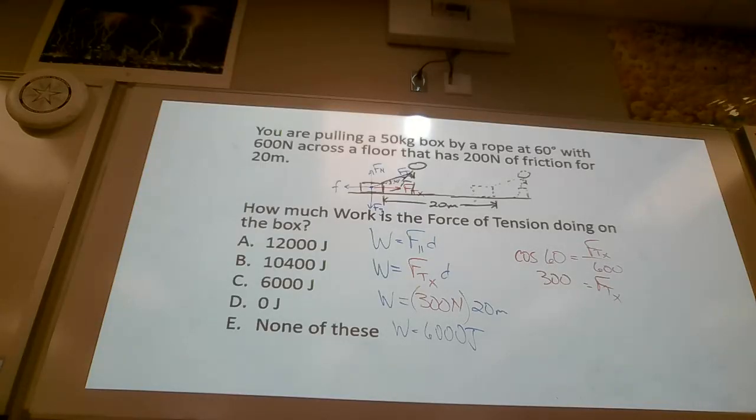How do we do? Zach. 600 is a force of tension. Yeah, 600 is the force of tension. And then I found the x component of that. Ready question, or is that a stretch? Okay. Good with that? Questions there.